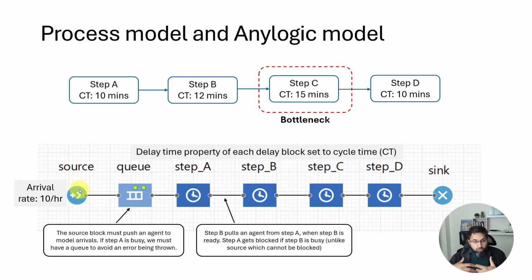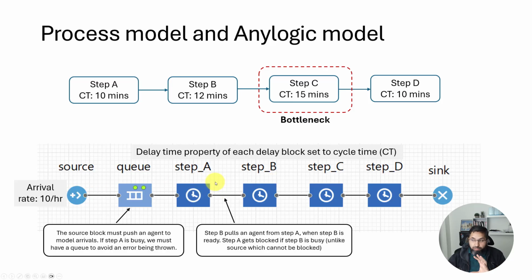A process step is blocked if the next step is not ready for its work. So I am done with my work, but the next work session is not ready for my work, so I can't push my work over. So I'm blocked. I can't do anything. I just have to wait. When the next block gets done with their work, I'll pass on my thing to them, and I'll start working on a new thing, right? So all these delay blocks can get blocked.